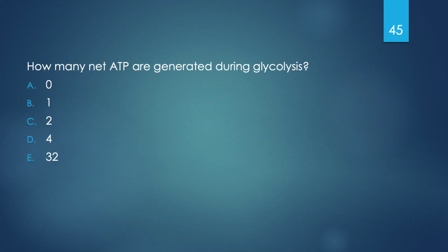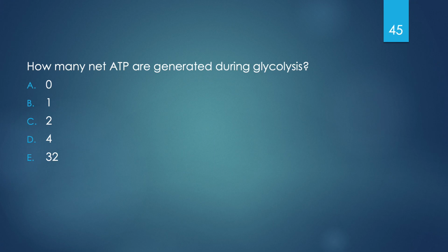Pop quiz time. How many net ATP are generated during glycolysis? A, 0, B, 1, C, 2, D, 4, or E, 32. This question is asking how many ATP are generated during glycolysis specifically, so this does not include the electron transport chain and the citric acid cycle. You can rule out 32 because 32 would be our overall largest possible value. So now we're down to options A through D.